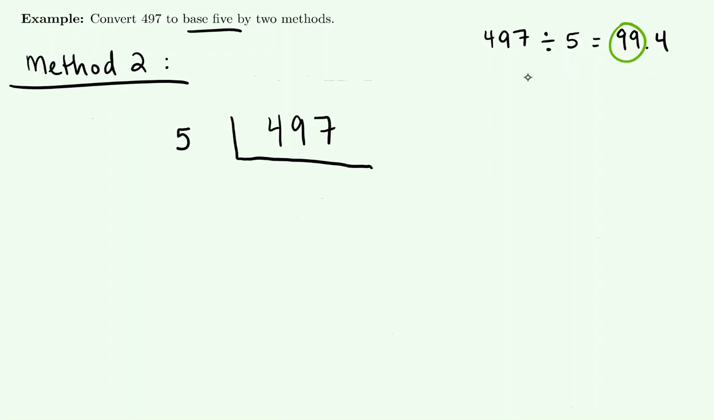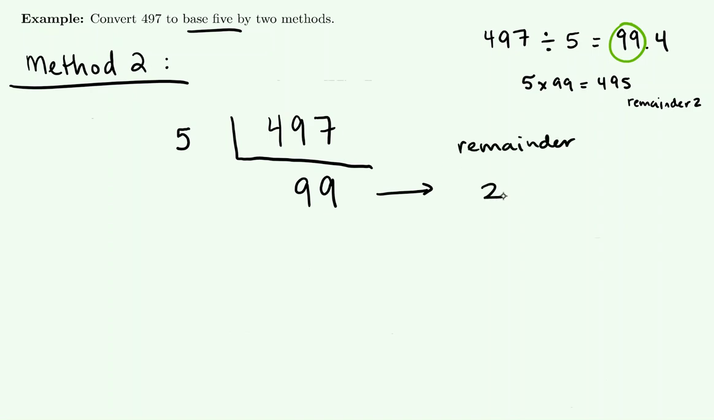So what we could do is take 5 times 99. We see that that's 495. So it goes in 99 times perfectly. And then we've got a remainder of 2 because we're 2 away from 497 if we're at 495. Now all of this can be done in the calculator. So what you would do next is write out that this goes in 99 times with a remainder, this is our remainder column, of 2.